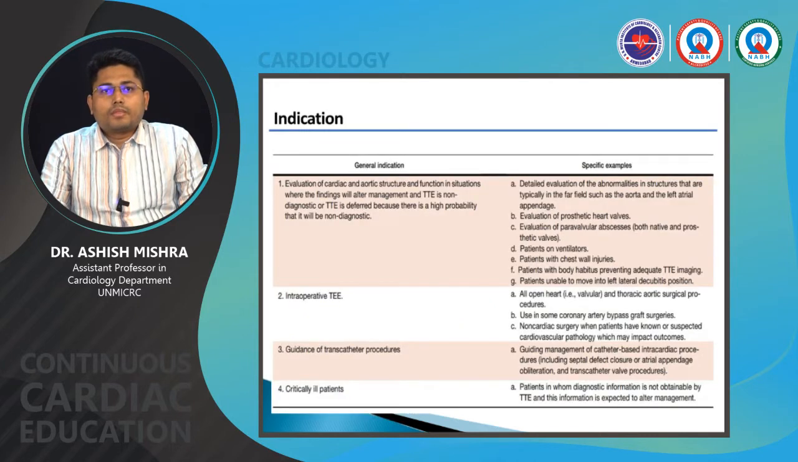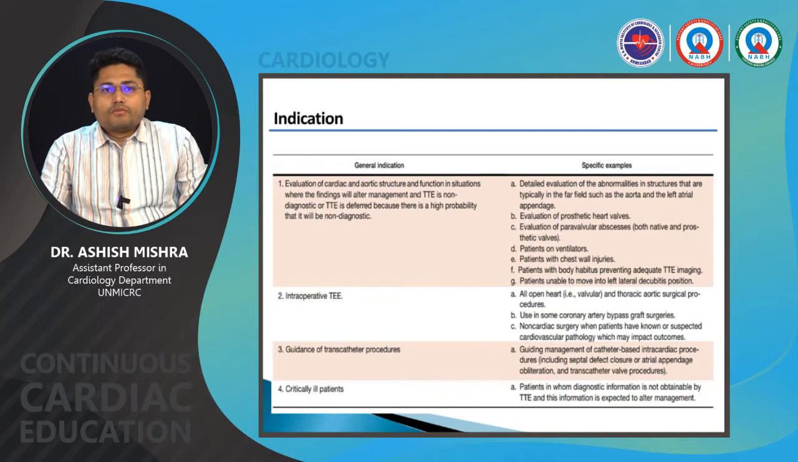The various indications as per the American Society of Echocardiography are evaluation of cardiac and aortic structure and function in situations where the findings will alter management, and transthoracic echo is non-diagnostic. So basically this involves detailed evaluation of abnormalities in structures that are typically in the far field, such as the aorta and left atrial appendage, evaluation of prosthetic heart valves, evaluation of paravalvular abscesses, particularly both native and prosthetic valves, patients on ventilators, patients with chest wall injuries, patients with body habitus preventing transthoracic echo, and morbid obesity.